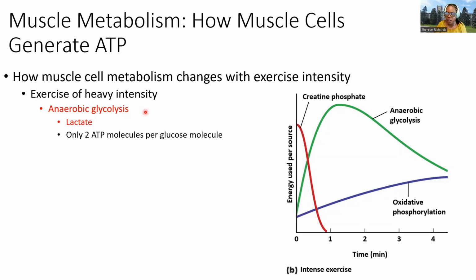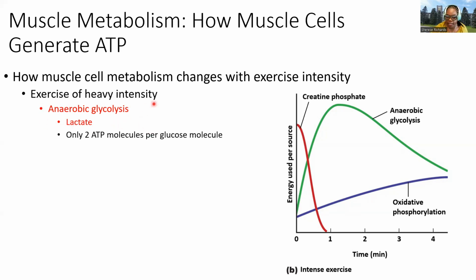Pyruvate, which is the end of glycolysis, because it can't be shuttled into oxidative phosphorylation, is going to build up and be converted into lactic acid, and that lactate will build up. And that will actually cause the burn that we feel in the muscles with those types of activities. So when you're lifting heavy weights, after a couple seconds, really to minutes, you're going to start feeling that burn in your muscle. And that is the price to pay of using anaerobic glycolysis in the absence of oxygen.